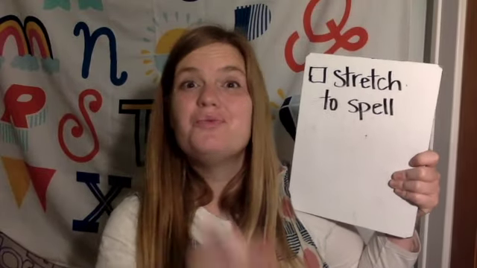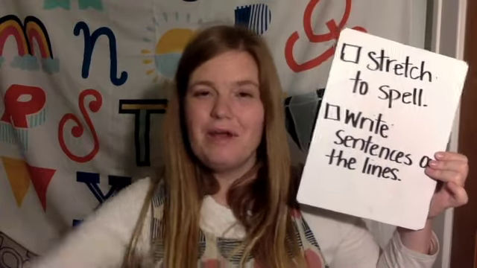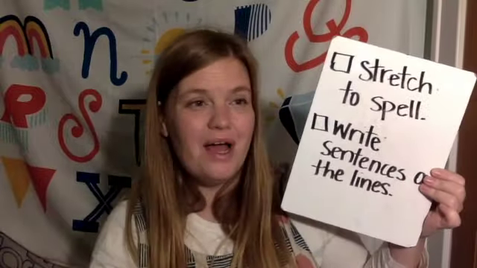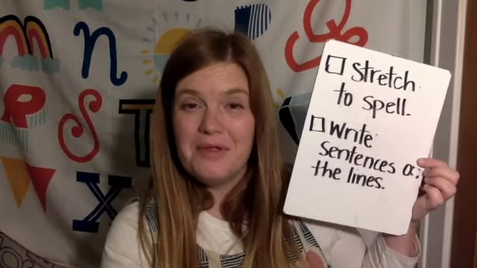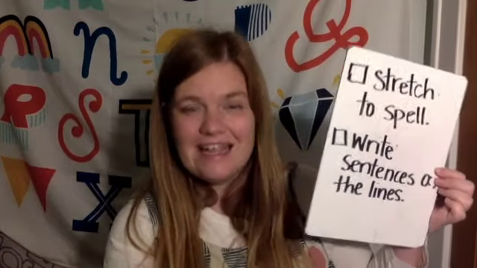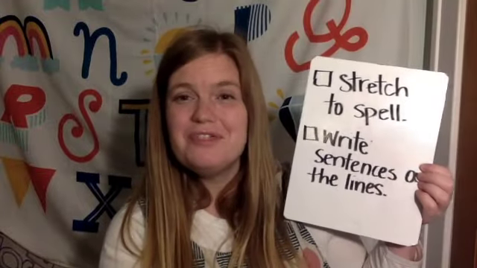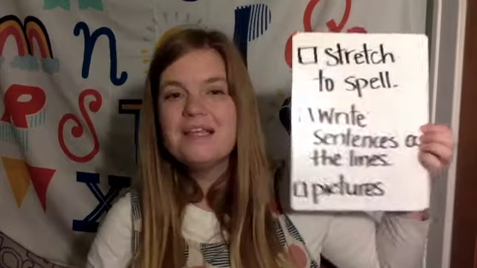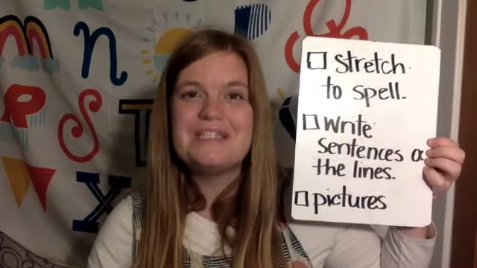The next one is to write sentences on the lines. So instead of writing words all over your page, try writing from left to right on the lines at the bottom. Use those capital letters and periods to help the readers know where your sentence begins and ends. And lastly, to make your stories even more fun to read, include an exciting picture. Detailed pictures can really bring your stories to life. Hopefully this gives you some ideas on how to get started. Remember that we are writing so that others can read it.